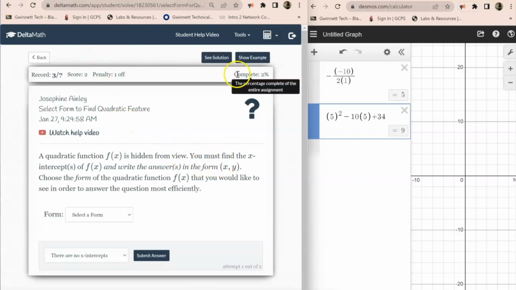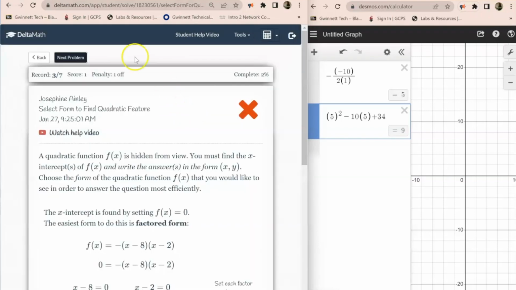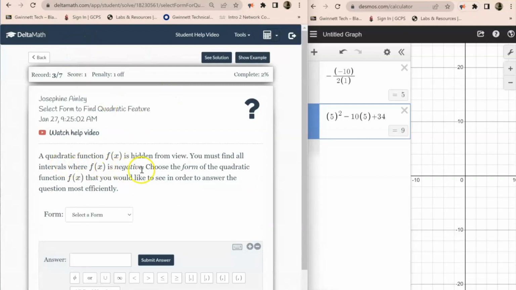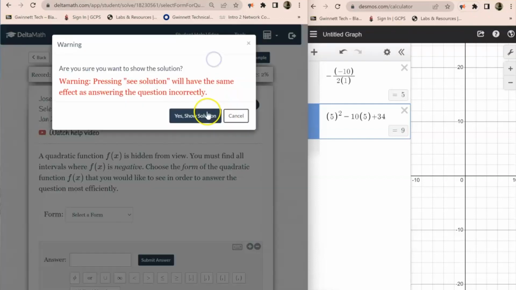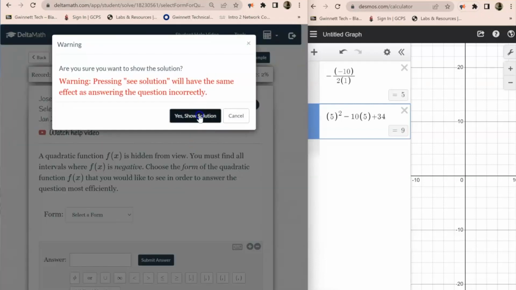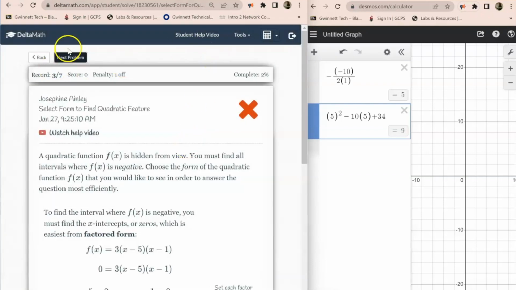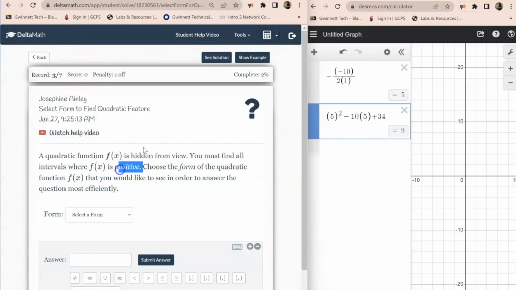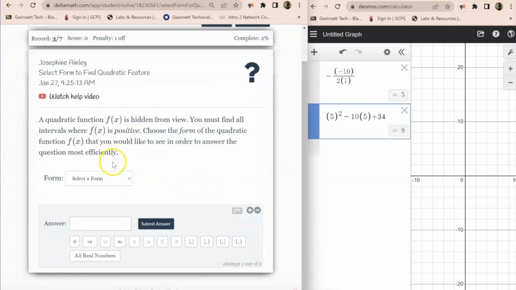All right, now we're looking for, we've already done x-intercepts. We've already done that one. We did negative and positive. I'll do another question of this just to make sure. So we just did this, but we'll do this again.